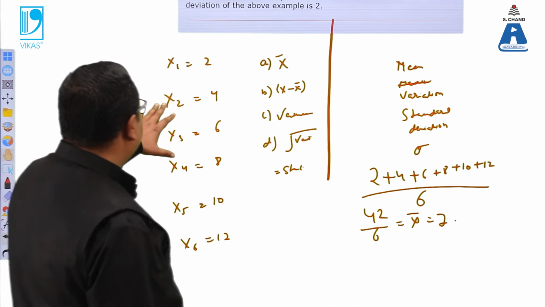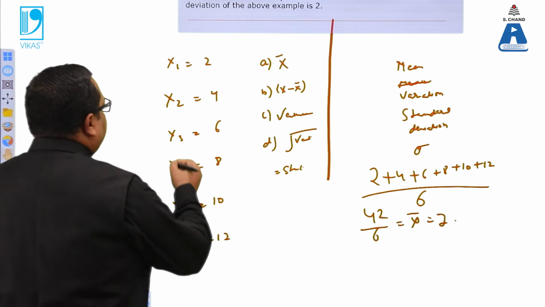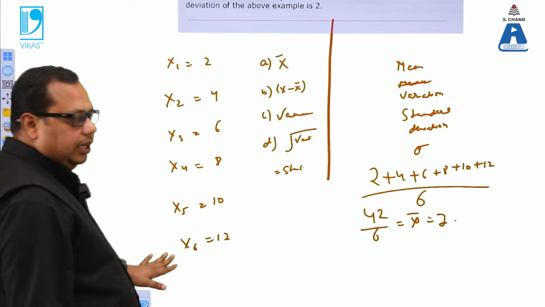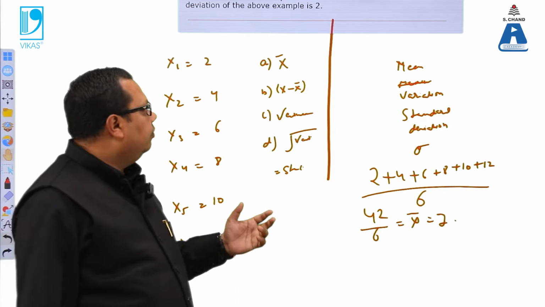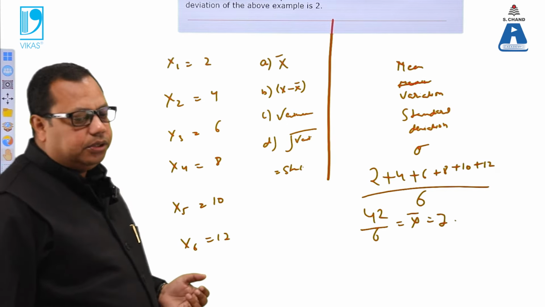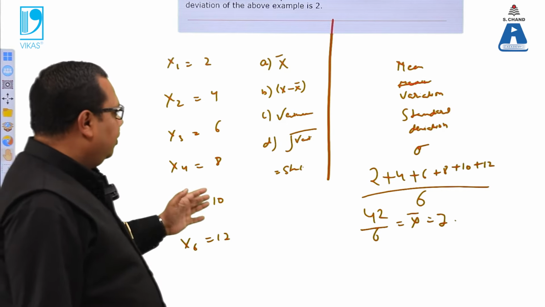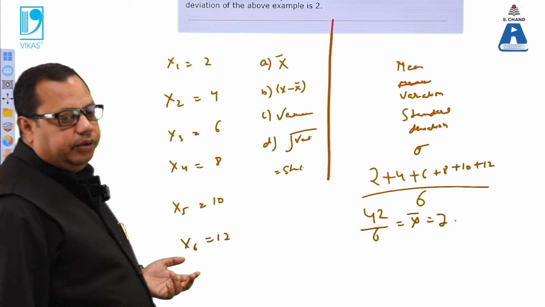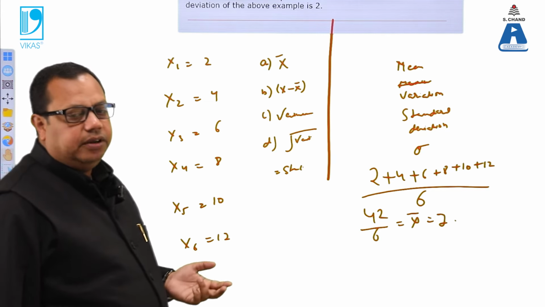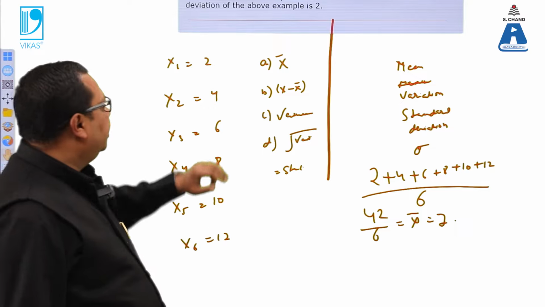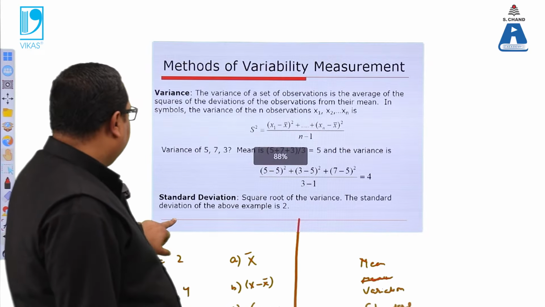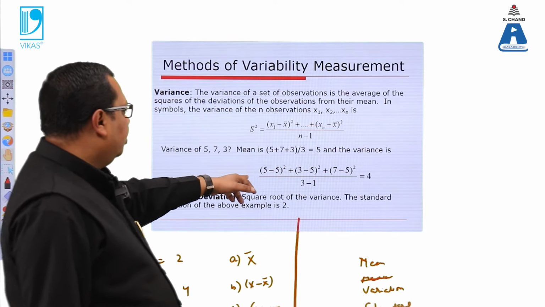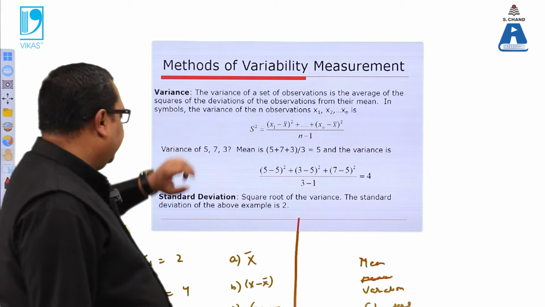So when x bar is 7, we can calculate x1 minus x bar, x2 minus x bar, x3 minus x bar, x4 minus x bar, x5 minus x bar, and so on. And then we divide it by n minus 1, the total number of terms minus 1. Then we calculate the variance, and the root of the variance will be the standard deviation. So the root of the variance is the standard deviation. So we will calculate the variance, and then we will calculate the standard deviation.